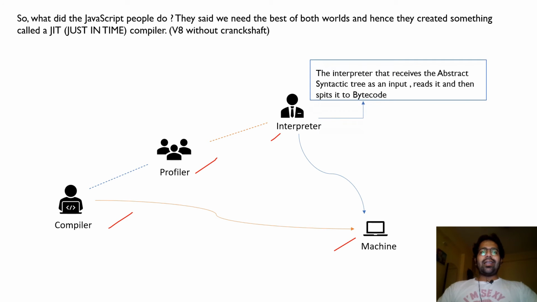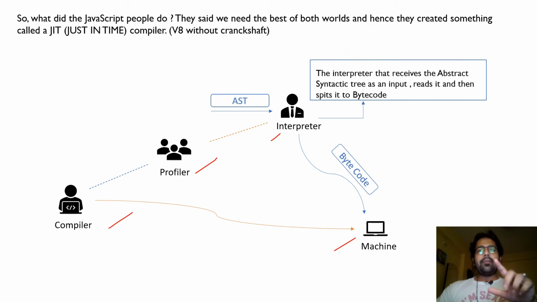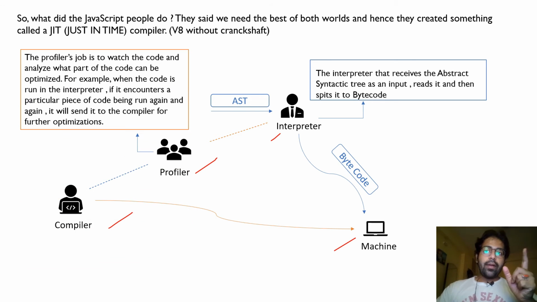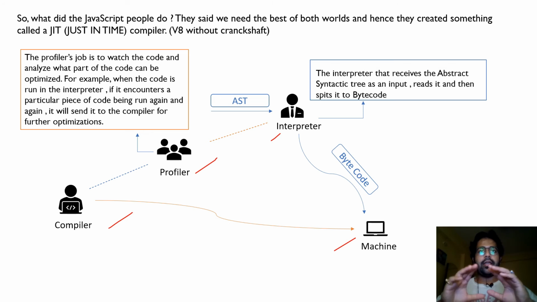This diagram is for the V8 engine, exclusive of Crankshaft, right? The interpreter receives the abstract syntax tree, as we just discussed, from the parser, and then passes it to the machine as bytecode. The profiler's job is to see which part of the code that the interpreter is reading is unoptimized. It keeps track of the unoptimized code. There are two concepts: hot pieces of code and warm pieces of code. We'll learn about that also. So it keeps track of that.